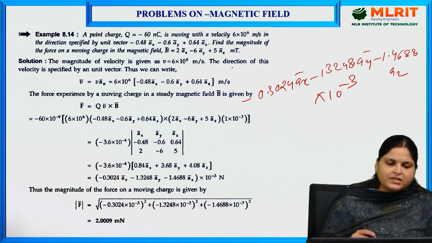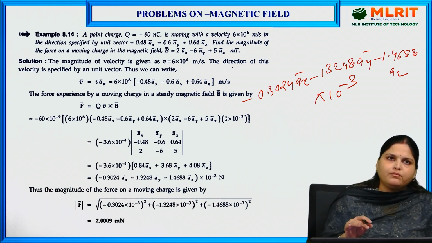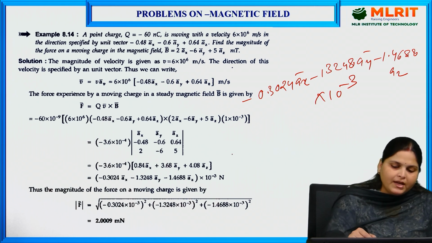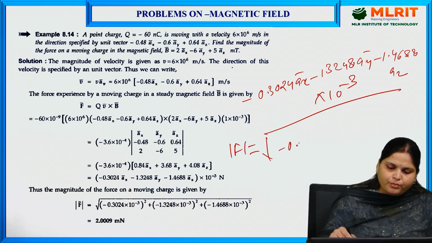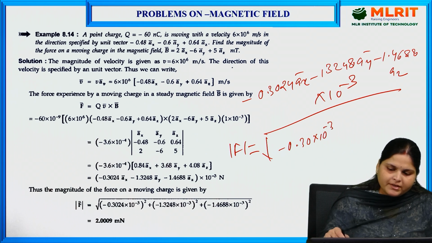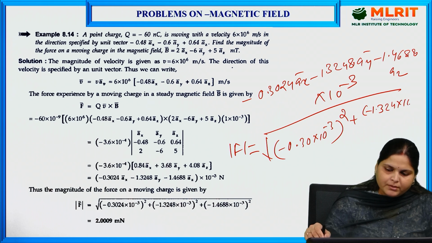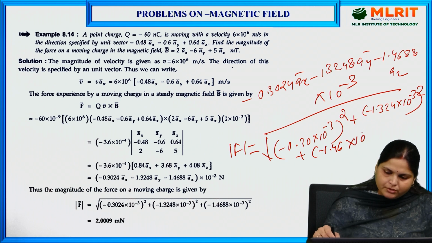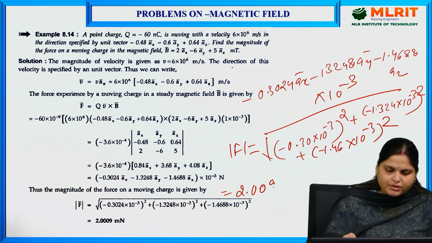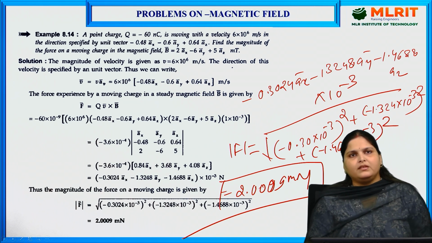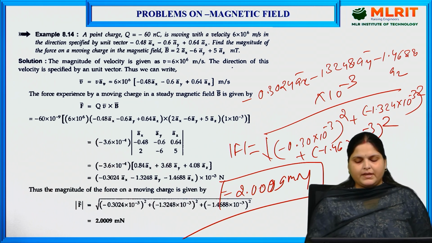Right? So this is the equation of force experienced by the moving charge. Now we have to find out the magnitude, and to find out the magnitude we need to take mod of F, which will be minus 0.30 into 10 to the power minus 3 squared plus minus 1.324 into 10 to the power minus 3 squared plus minus 1.46 into 10 to the power minus 3 squared. So when we solve it, we get the answer as 2.0009 millinewton. This is the answer, right?